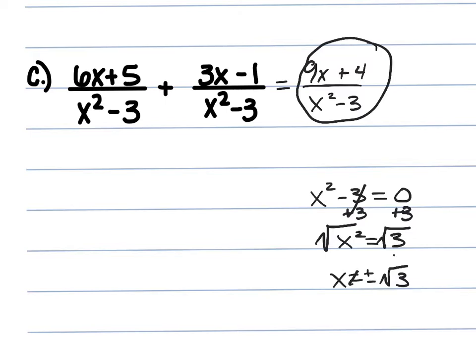X cannot equal plus or minus the square root of 3. Don't try to break that down. It's going to be more difficult than you think. A lot of people will try to say that's 1.5. It's not 1.5. 1.5 times 1.5 is not 3. 1.5 plus 1.5 is, but not 1.5 times 1.5. Just leave it just like that. So my two answers are, here's the simplified version. Here is where it is undefined.